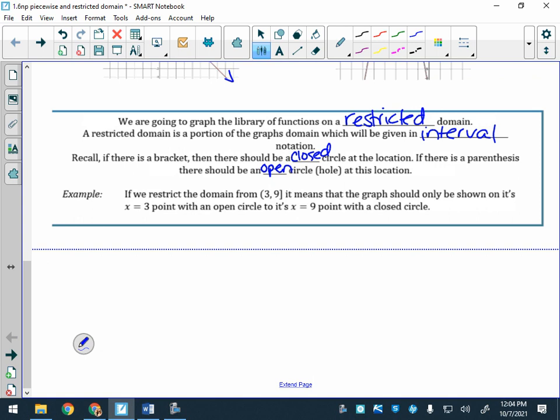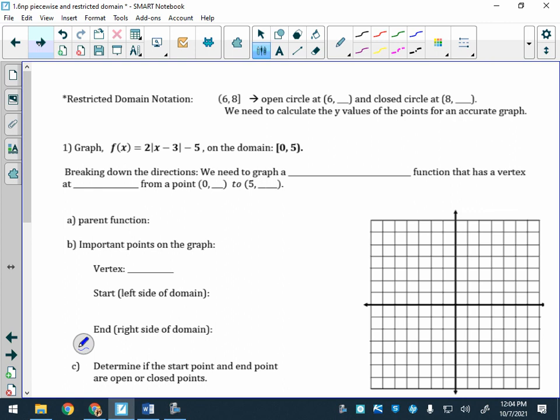Okay, so let's try some stuff here. So we need to calculate the y values of the points for an accurate graph. So if this is our restricted domain and we're given an equation, we will plug in 6, find a y value, that would go here, then plug in 8, find a y value, which would go there. Okay, so we're going to try an example here.